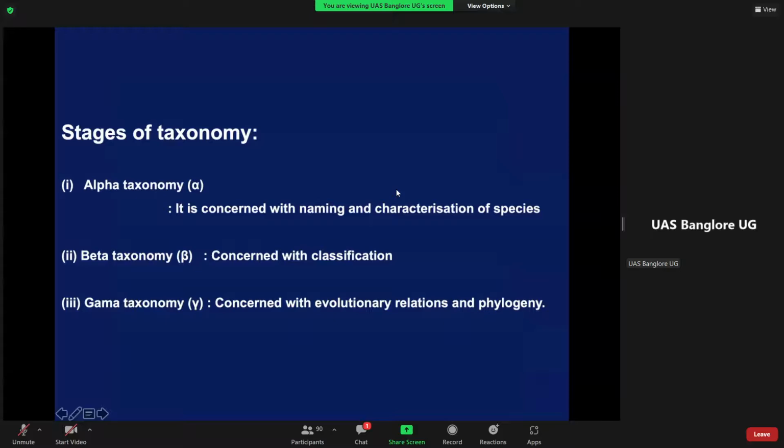Anyway, coming to one more term, I'll tell you there are three stages in taxonomy. Taxonomy is nothing but the naming of species. Clear?